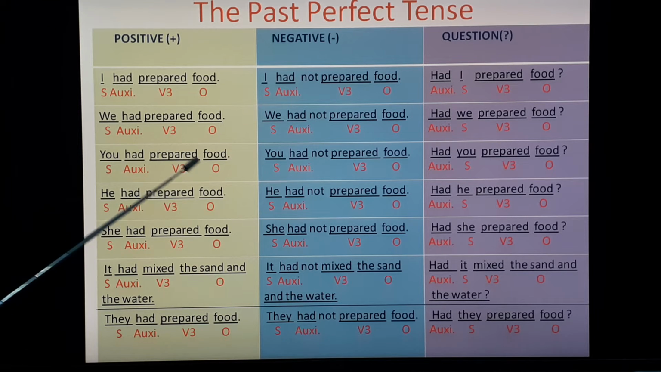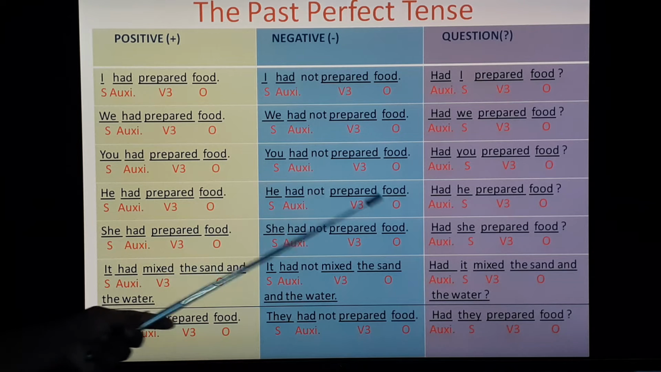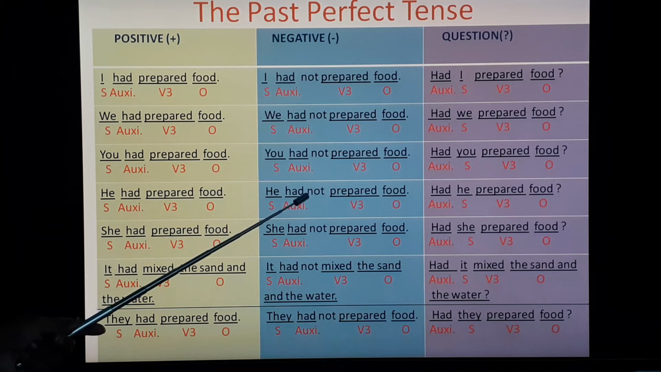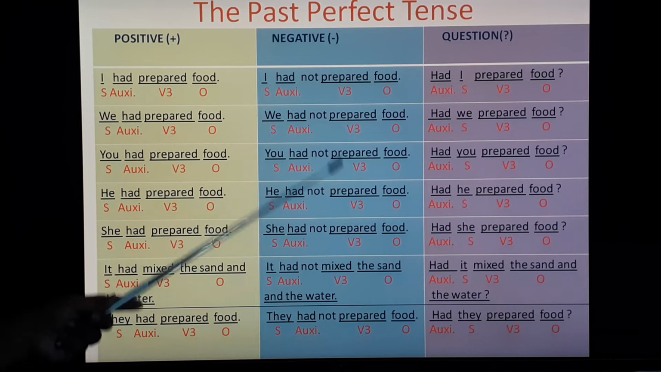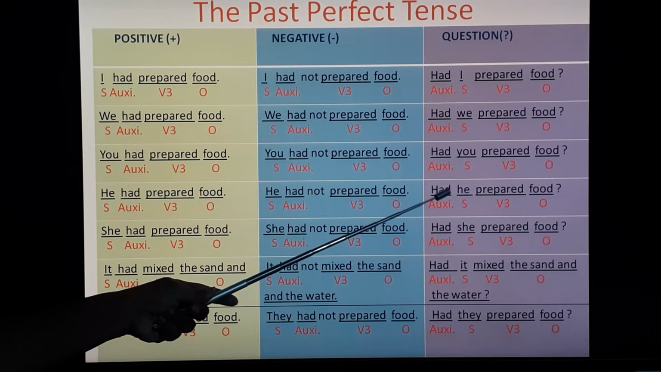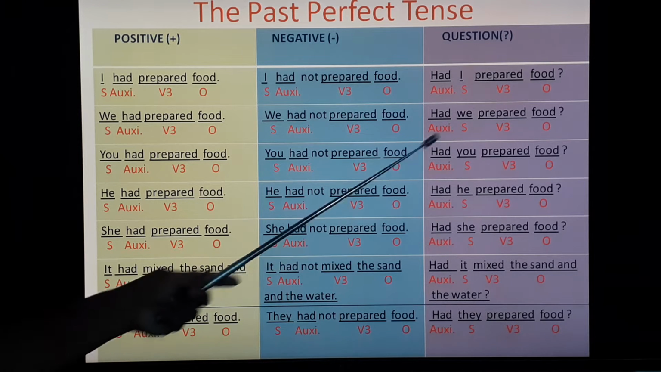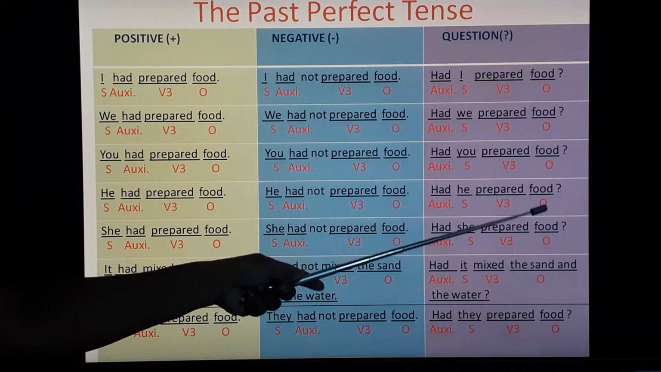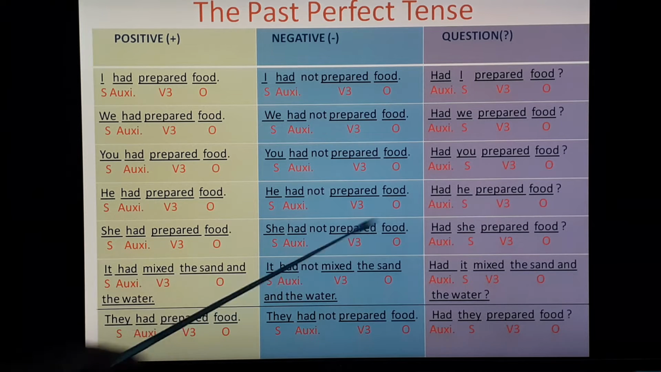He had prepared food. He, subject, had auxiliary verb, prepared V3 form, food, object. Negative form. He had not prepared food. He, subject, had auxiliary verb, not is given because negative sentence. Prepared V3 form, food, object. Now come to interrogative one. Had he prepared food, had auxiliary verb, he subject, prepared V3 form, food, object, and then put question mark.